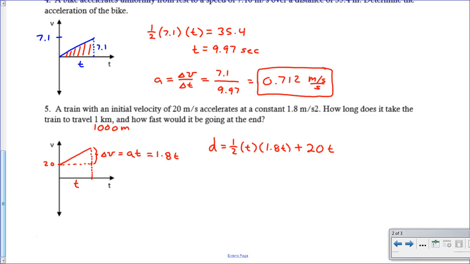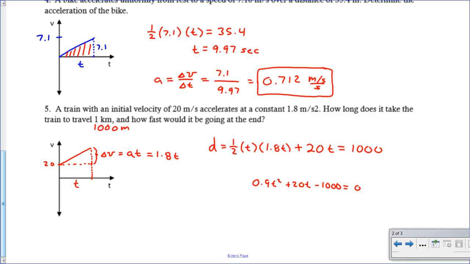All right, so we've got the area of the triangle plus the area of the rectangle, and we know that together that has to equal 1,000. Then we're just going to simplify to get that all on one side. What I end up with here is 0.9t squared plus 20t minus 1,000 equals 0.